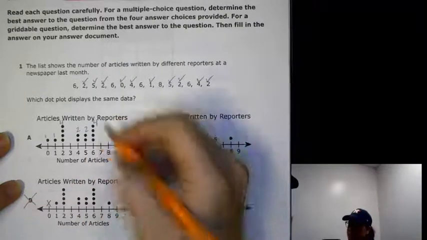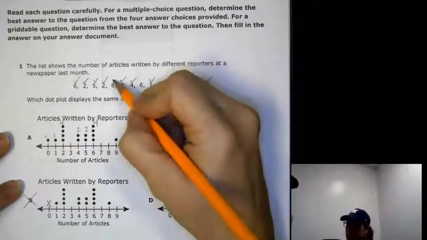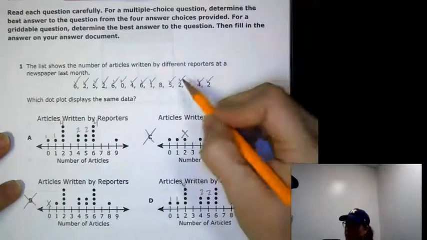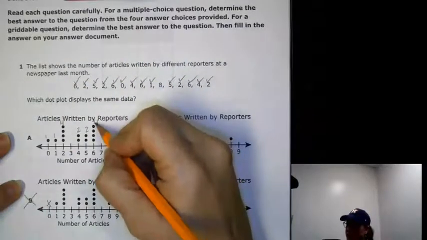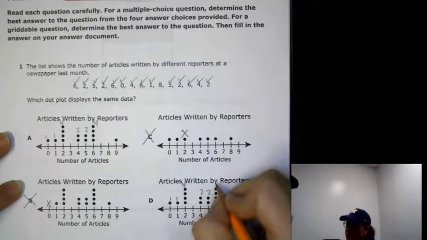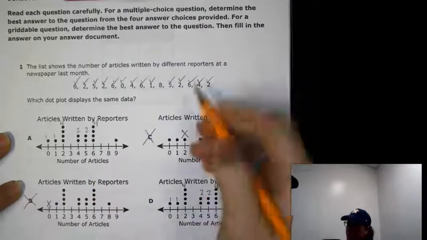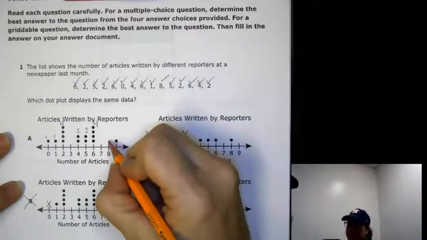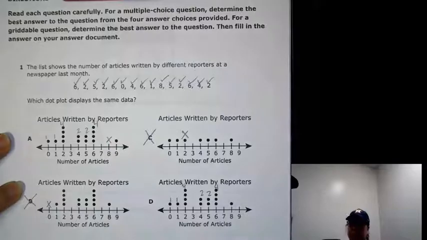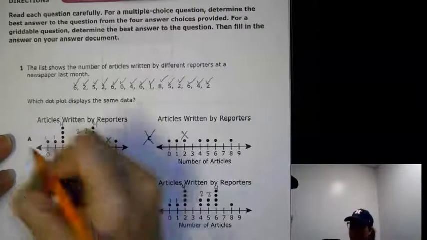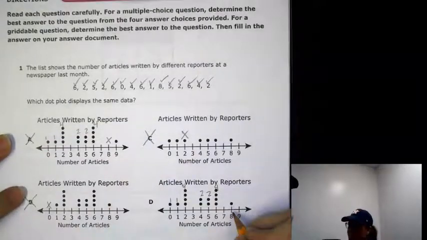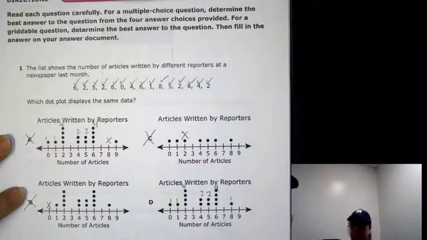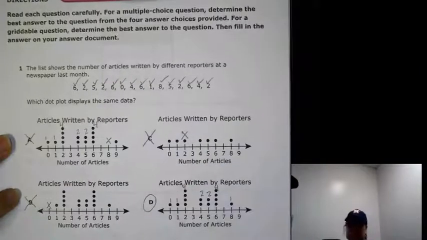Great. Now 6s, we see once, twice, 3, 4 times. We should have 4 dots above 6. 2, 3, 4, that's correct. And then 1 8. They don't have the dot above 8. They had put it above 9, so it's not A. I'm looking at 8. There's 1 dot above it. My answer choice is D.